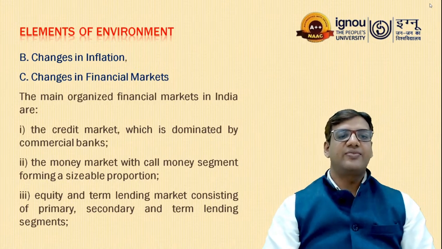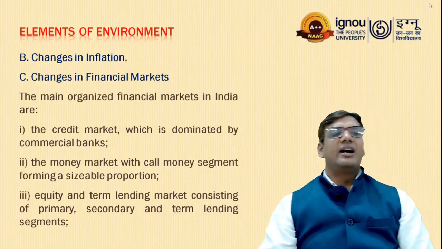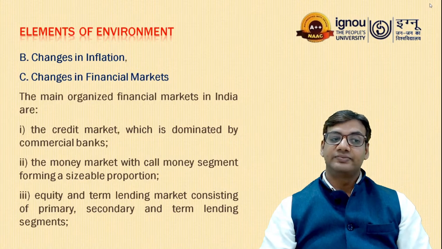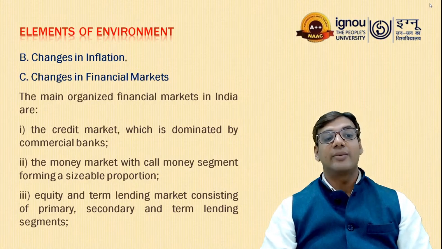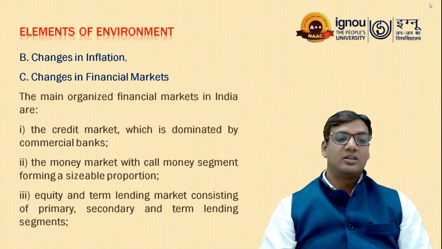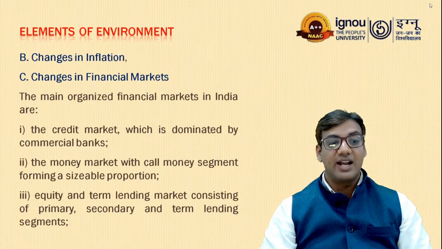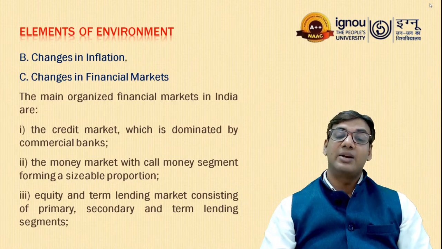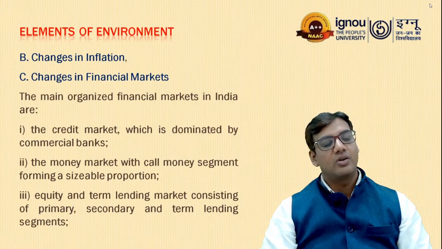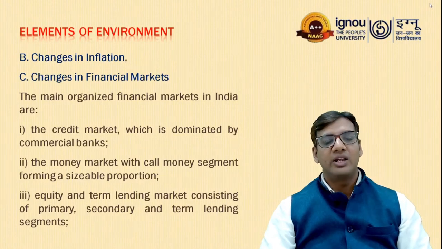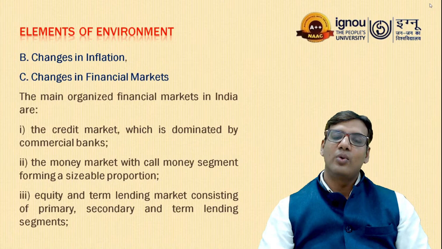The main organized financial markets in India are, first, the credit market, which is dominated by commercial banks. And second is the money market, with call money segment forming a sizable proportion. Third one is equity and term lending market consisting of primary, secondary and term lending segments. That means primary and secondary market, these markets are always related to capital market. It is always long term, not short term. Money market is always short term. Short term means below 1 year, long term means above 1 year.